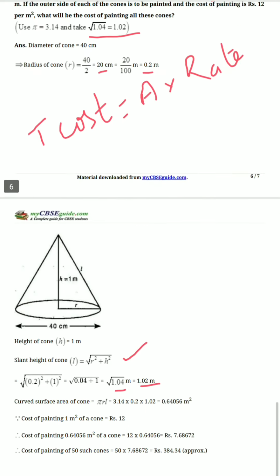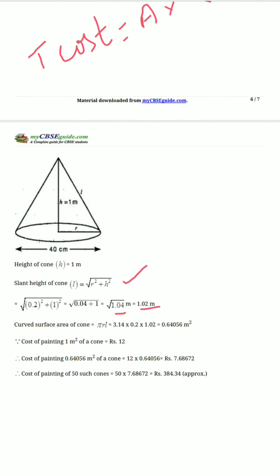Now we have to find the lateral surface area, first of all for one cone. So we are using pi r L, and we put the value of r and L, so it is coming 0.64056 meter square. So this is the lateral surface area of one cone, and we have 50 such cones. So we will multiply this with 50.